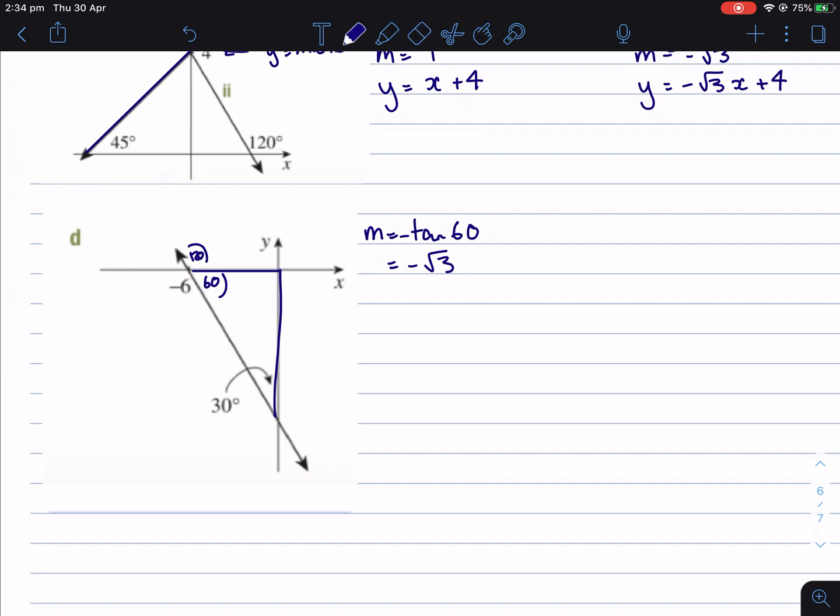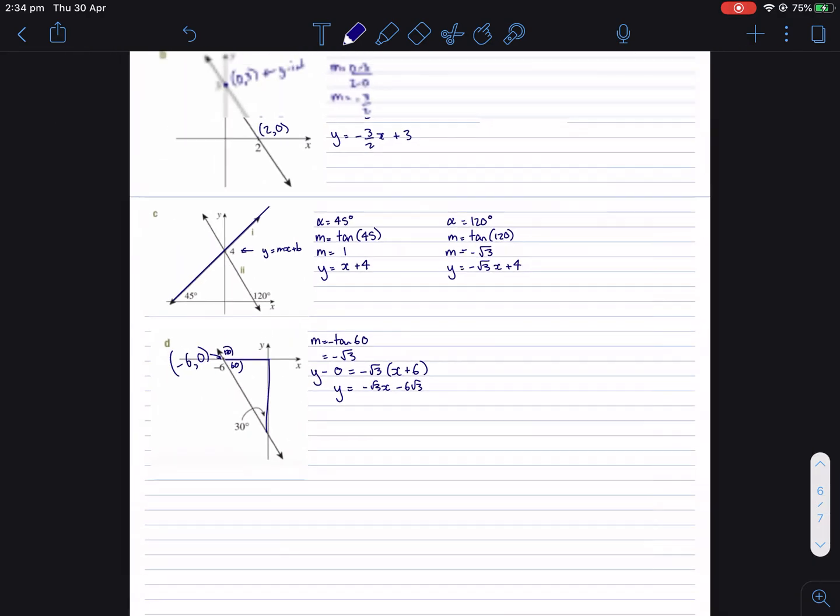And then we don't know the y-intercept, so we're going to have to do y minus y1. The point we do know is the x-intercept, so that's -6 and y there is 0. So we're going to do y minus 0 equals -√3 outside of x minus -6. So I've got y equals -√3x take 6√3. And that's the equation. That actually wasn't too bad.